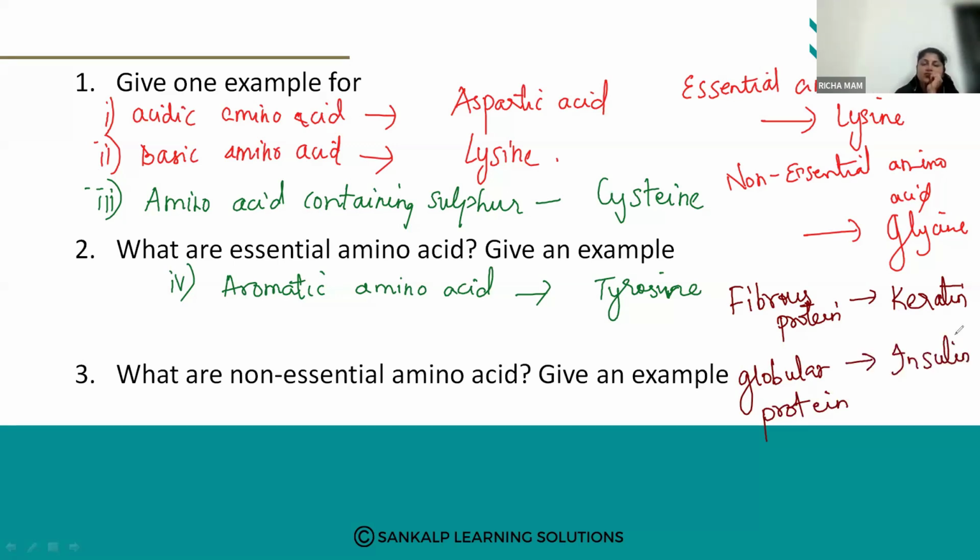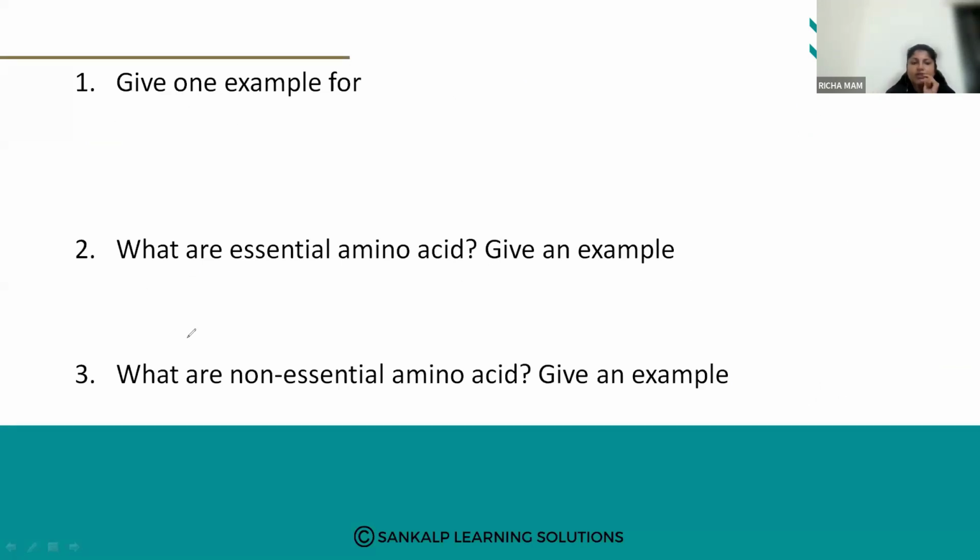So like this, the questions are asked for 1 mark. Give one example for acidic amino acid, aspartic acid. Like this, any one of them they will ask you. I hope this is clear. So let us go for the next one now.